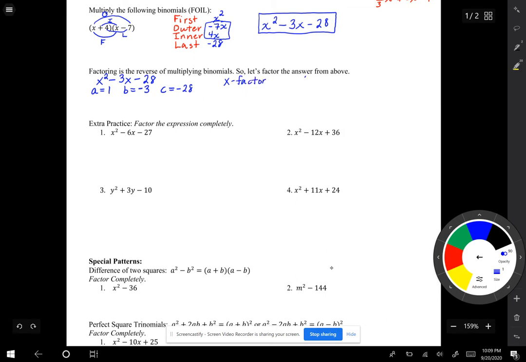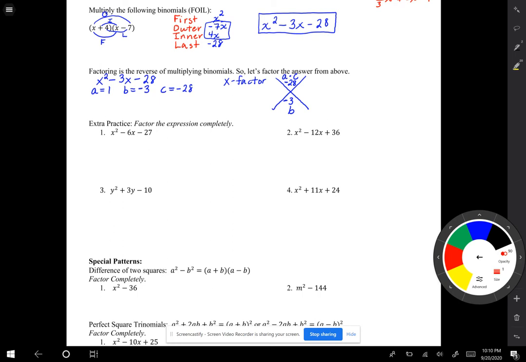What you do is you draw an X, and then you put numbers on the top and bottom, but you're supposed to figure out the sides. The number that goes on top is always what A times C is. That's why I asked you to identify A and C. A is 1, C is negative 28. So multiplying those two together, notice I put a dot there for A times C. The bottom number is always going to be B. Just think B for bottom. Hopefully that'll help you remember. And that's negative 3.